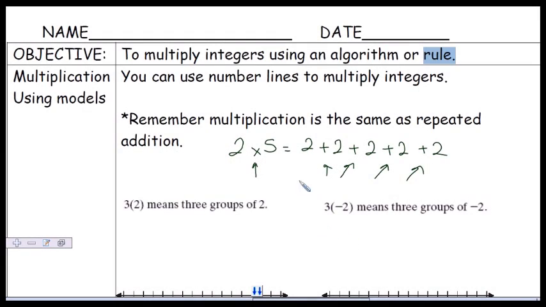Okay, today we're going to talk about how to multiply integers using an algorithm, or another word for an algorithm is the rule. So we're going to come up with this algorithm or this rule by modeling, by using models.